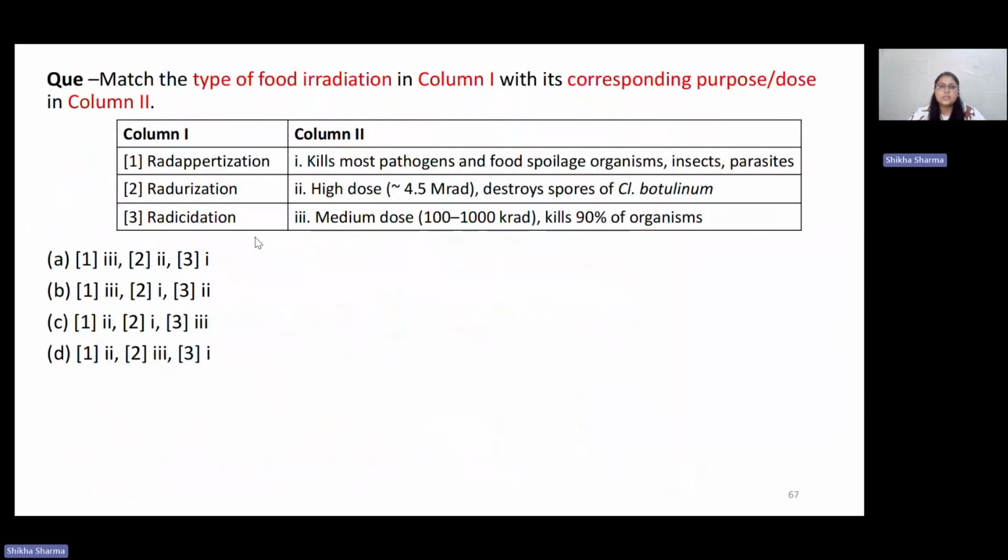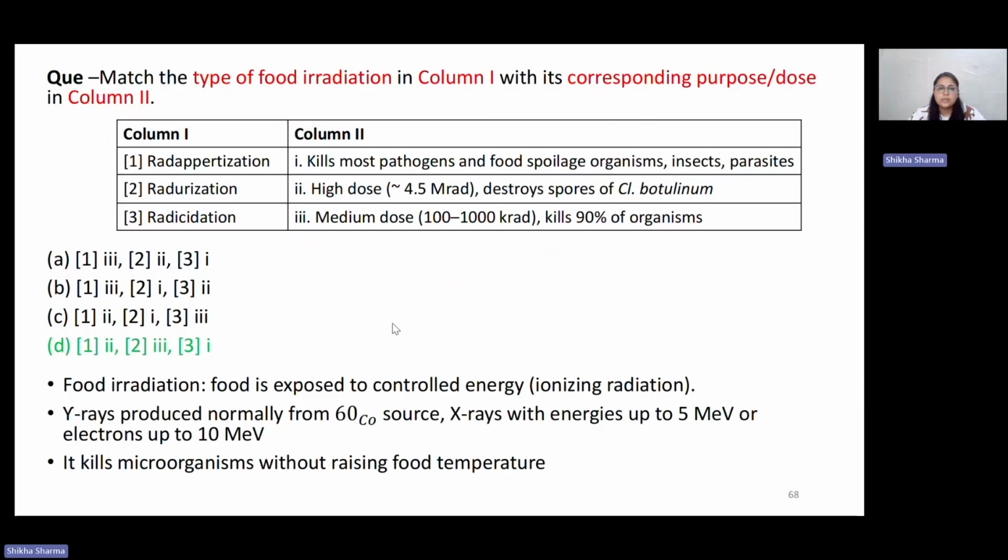Okay, let's discuss the last question of today's class, which asks us to match column 1, which has different types of food irradiation methods, with column 2, which has the corresponding purpose or dose. So we need to match them in this question. Okay, let's see the answer.